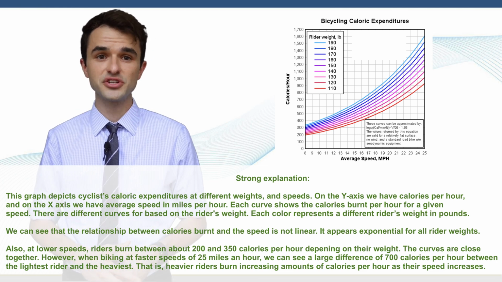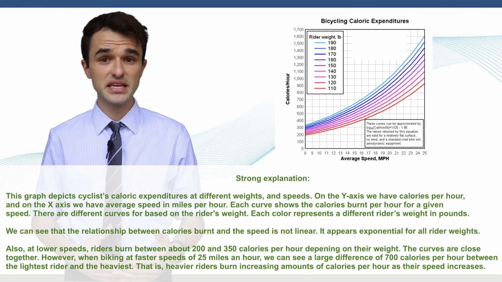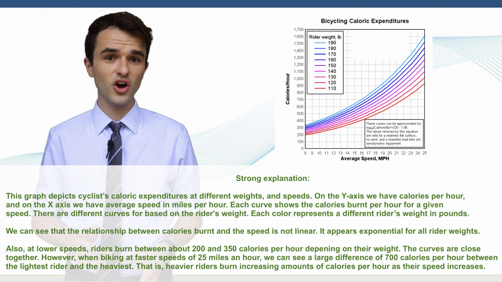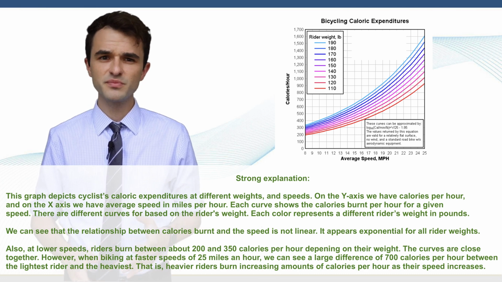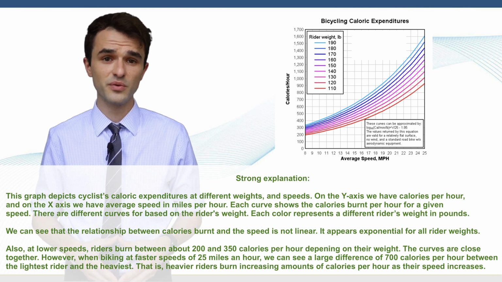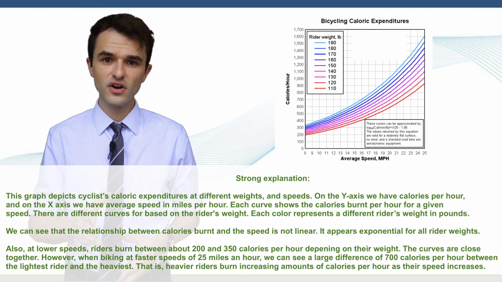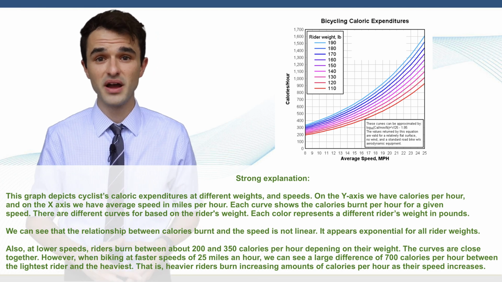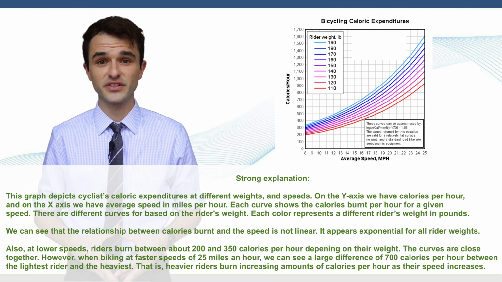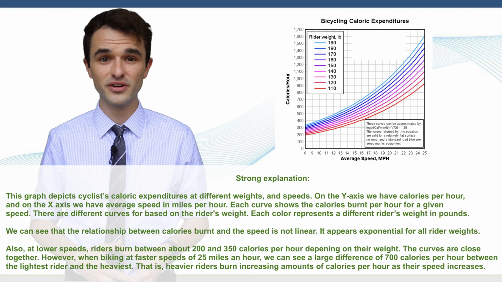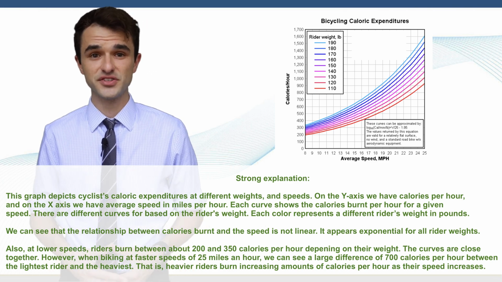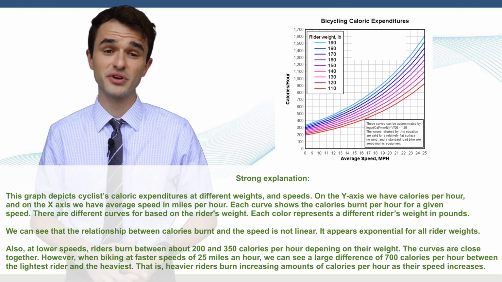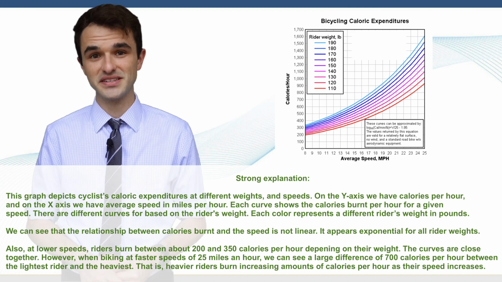We can see that the relationship between calories burnt and the speed is not linear. It appears exponential for all rider weights. Also, at lower speeds, riders burn between 200 and 350 calories per hour depending on their weight. The curves are close together. However, when biking at faster speeds of 25 miles an hour, we can see a larger difference of 700 calories per hour between the lightest rider and the heaviest rider. That is, heavier riders burn increasing amounts of calories per hour as their speed increases.